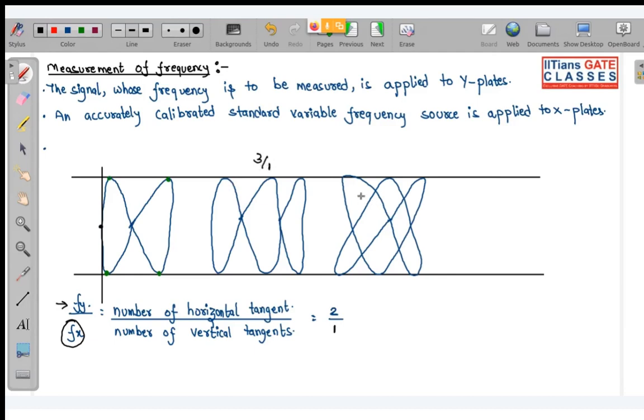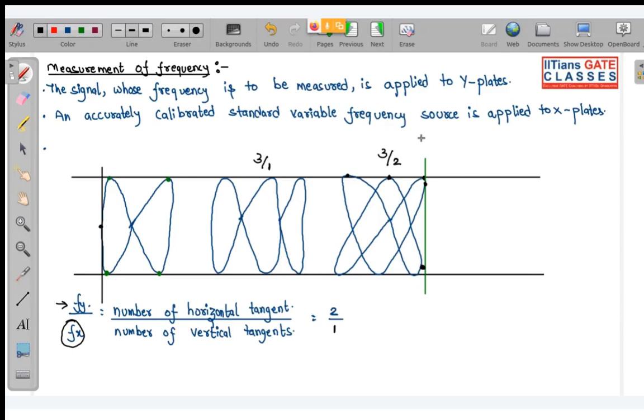For this one, it will be 3 by 2, because this is 1, 2, 3, and here, if you draw, this is not properly symmetrical, it will also touch over here, but my diagram is not that proper. So here it will touch, this is one vertical tangent, and over here also there will be one cut. So this is 3 is to 2. Tell me, is this clear? This is one formula that we got. Is it clear?